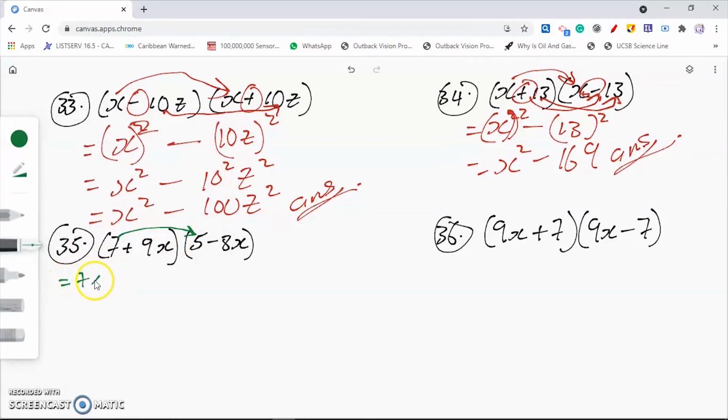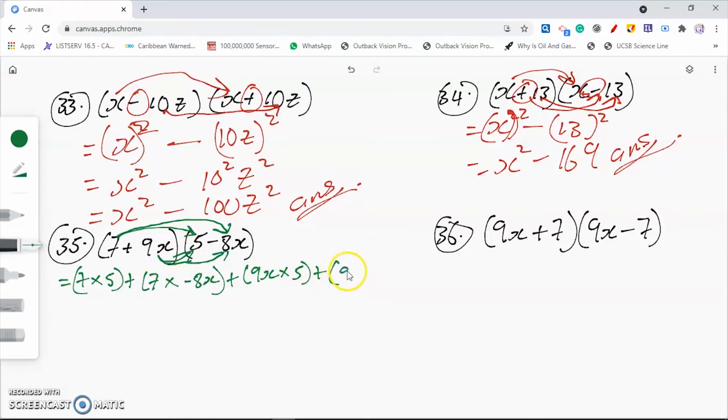So that's equal to 7 times 5, plus the same 7 times negative 8x, plus 9x times 5, plus the same 9x times negative 8x. And then we simplify. 7 fives are 35, so I get 35, plus 7 times negative 8x, that's negative 56x.